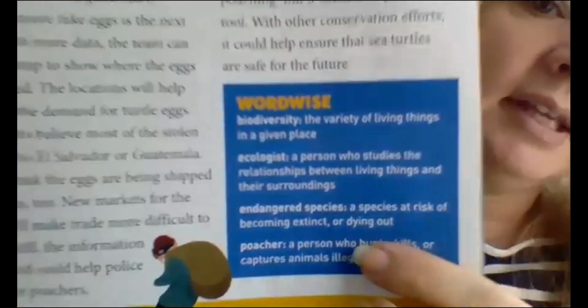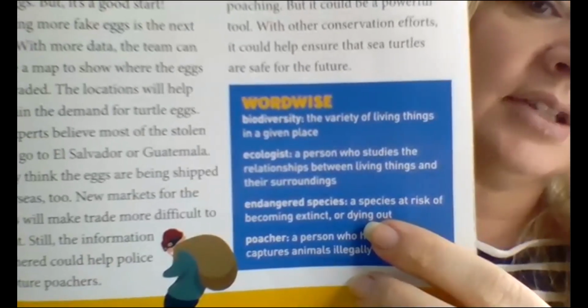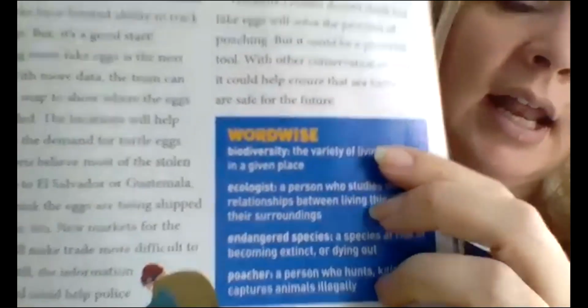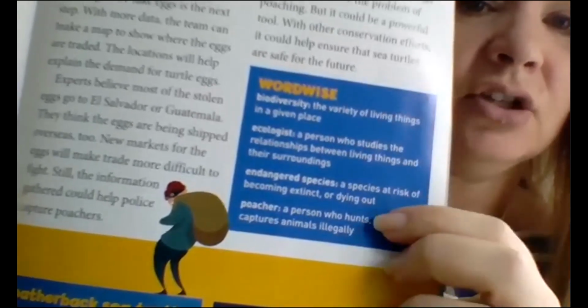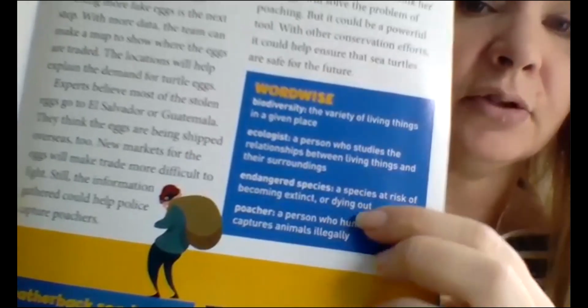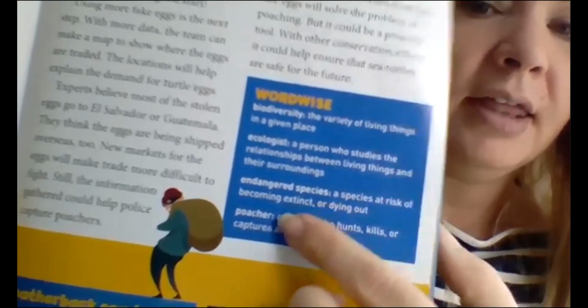which are bold, you go to the end of the article instead of the end of the magazine, there will usually be a little glossary around it. Now, the glossary in this magazine doesn't say glossary, it says word-wise, but if you see, it has the words listed in alphabetical order: biodiversity, ecologist, endangered species, and poachers. Those are those two bold words that we saw before. And then if you look right next to them, it tells you what they mean. So a glossary is like a mini dictionary right there in your text.